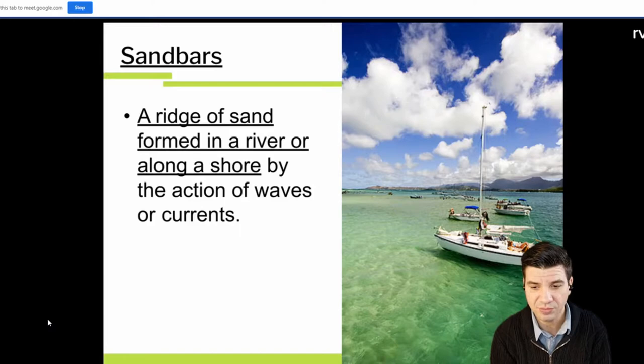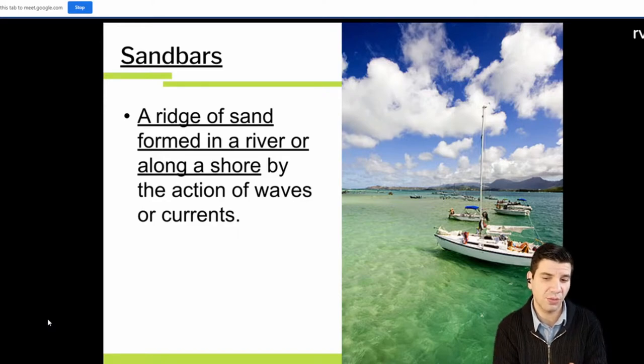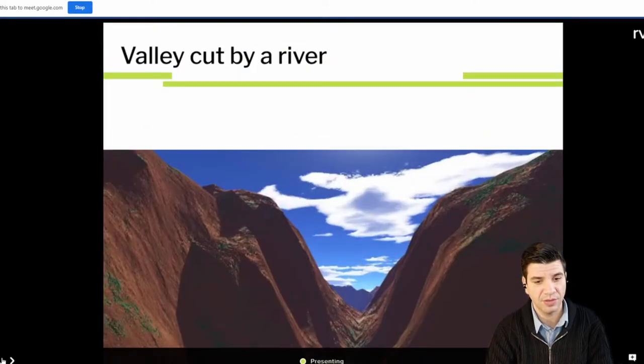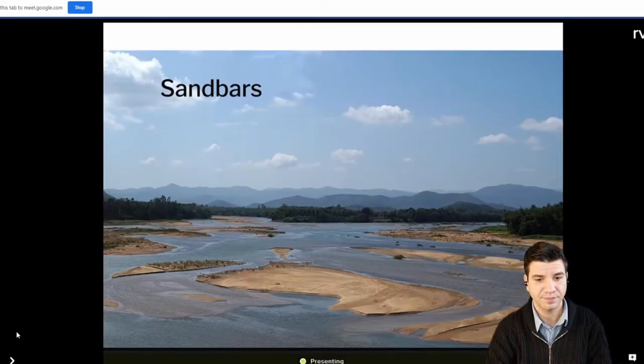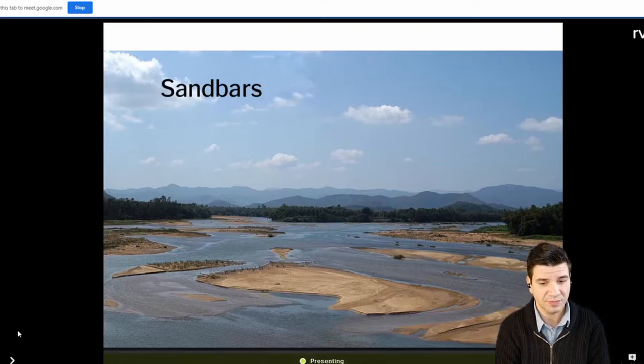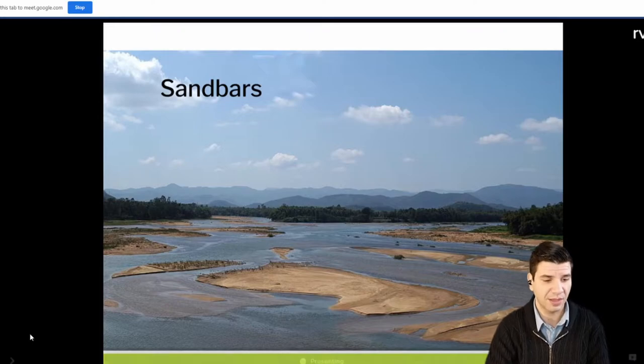As you can see, there are a bunch of boats here just sitting on a sandbar. It's a pile of sand just below the height of the water. It's home to many different creatures. It's an ecosystem unto itself. And here's a look at some other sandbars found within a river system. So they really can be anywhere.